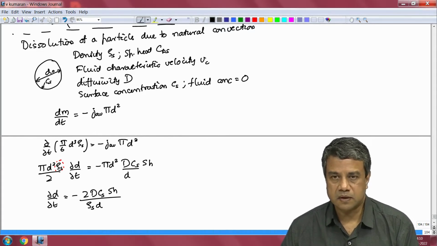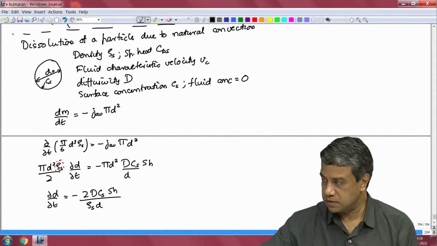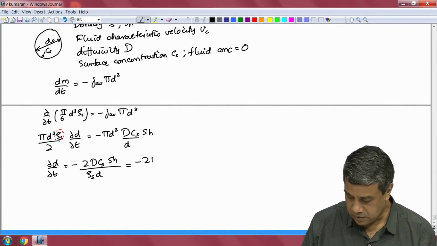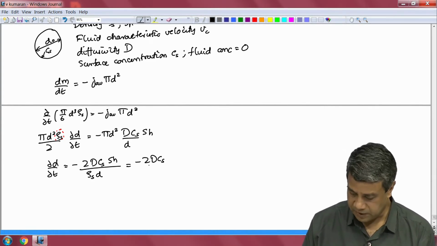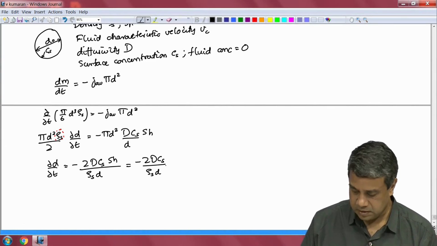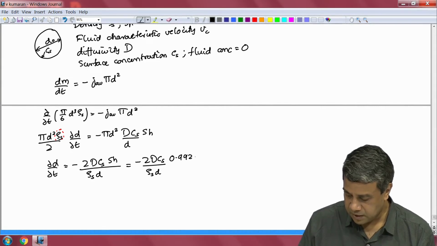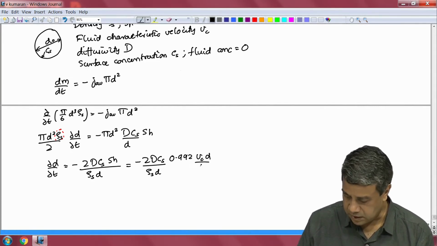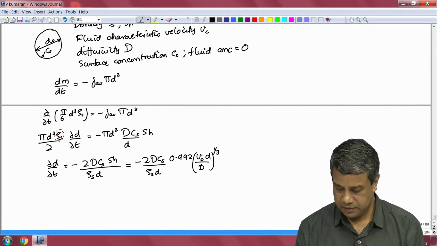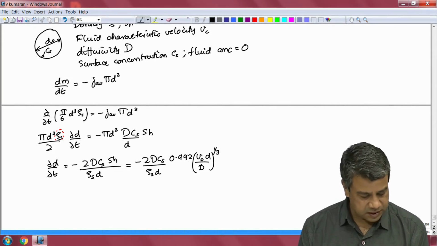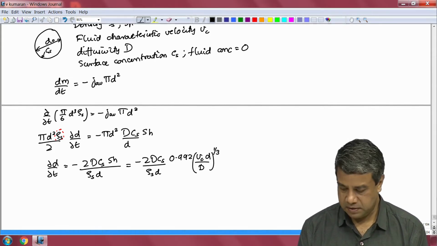Note that the Sherwood number correlation also contains a diameter in it. So, therefore, we have to expand out this Sherwood number correlation. You will get minus 2 D Cs divided by rho s d into the Sherwood number, which is 0.992 Vc d by D whole power 1/3. So that is the Sherwood number correlation. So this contains a d power 1/3 in the numerator.